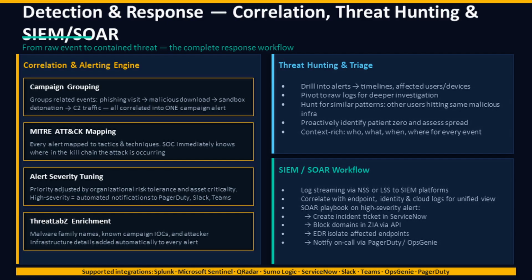This allows organizations to correlate Zscaler telemetry with data from endpoint, identity, and cloud sources in their existing SIEM. SOAR automation closes the loop by turning alerts into automated response actions. A high-severity campaign alert might trigger a playbook that creates a ServiceNow incident, blocks associated domains in ZIA via API call, triggers EDR to isolate affected endpoints, and notifies on-call staff, all within the same minute the alert fires.